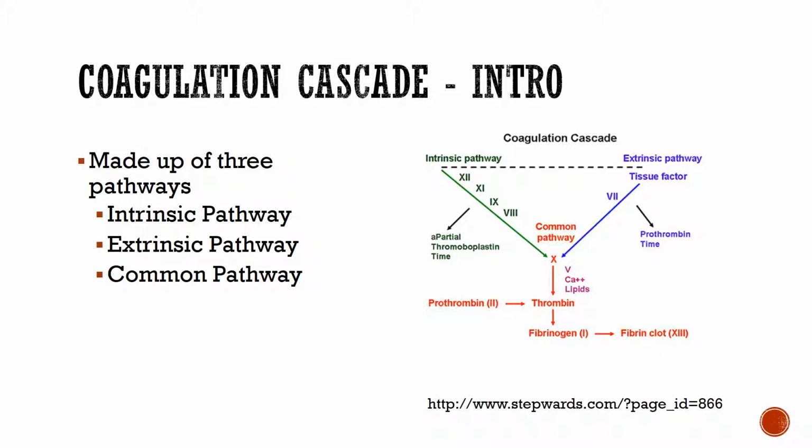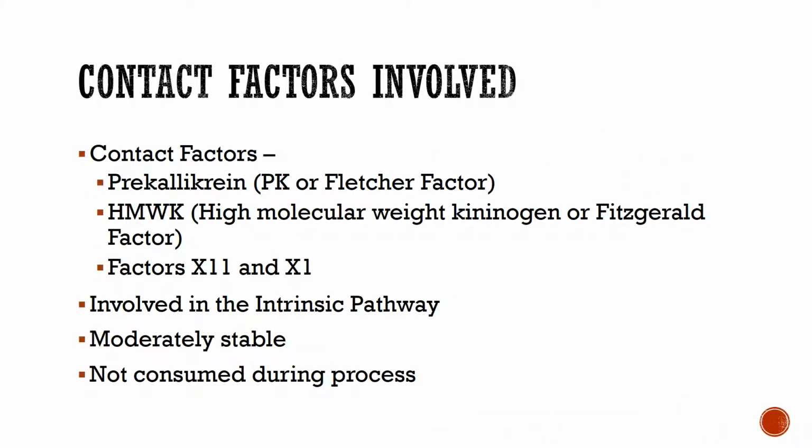The intrinsic and the extrinsic pathways both converge into the common pathway at factor 10, and that's when we begin the formation of our fibrin. There are three groups of factors that we need to learn about as we begin to put the coagulation cascade together. So let's begin with contact factors.